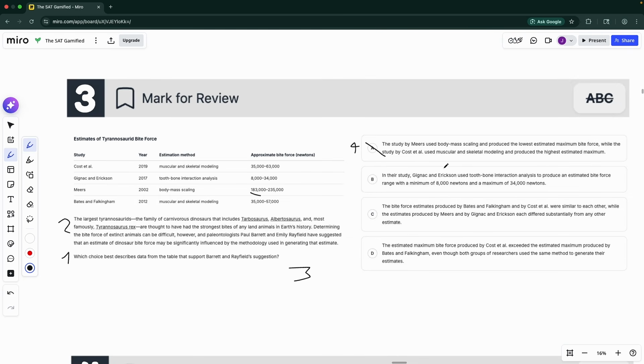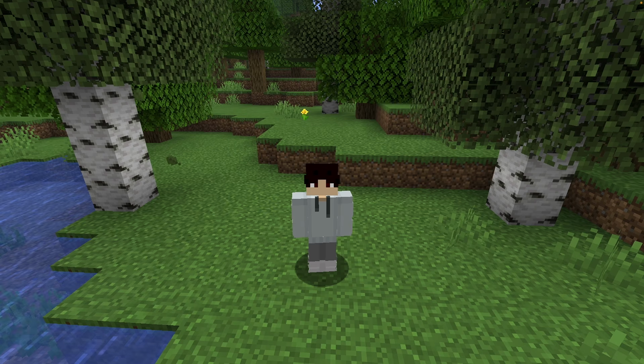In their study, Gignac and Erickson used tooth-bone interaction analysis to produce an estimated bite force with a minimum of 8,000 newtons and a maximum of 34,000. Okay, so that's not really that good because we need to be comparing something. We need to find something from a low one and also a high one. This just gives us only one to use, so that can't be right. It just doesn't answer the question well enough.